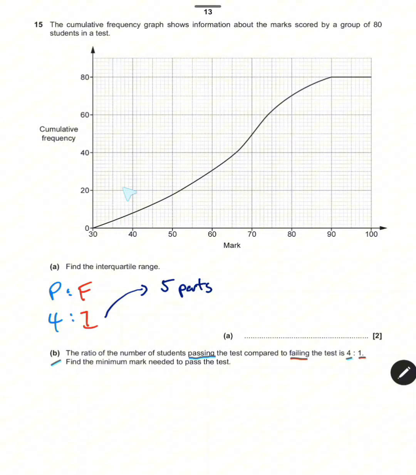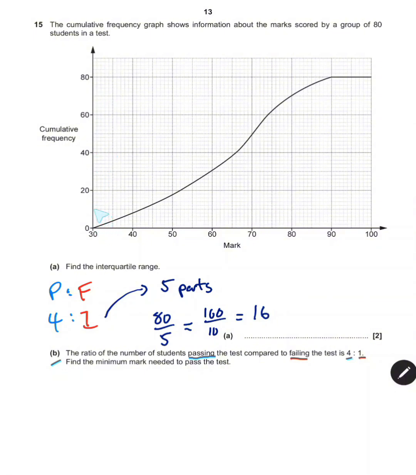We know there are 80 people in this graph. So what I'm going to do is 80 divided by 5. Well, 80 divided by 5 is the same as 160 divided by 10, which is 16. Okay, so there are 5 parts to this curve, and each part is worth 16. So what I'm going to do is break this scale up into 16s.